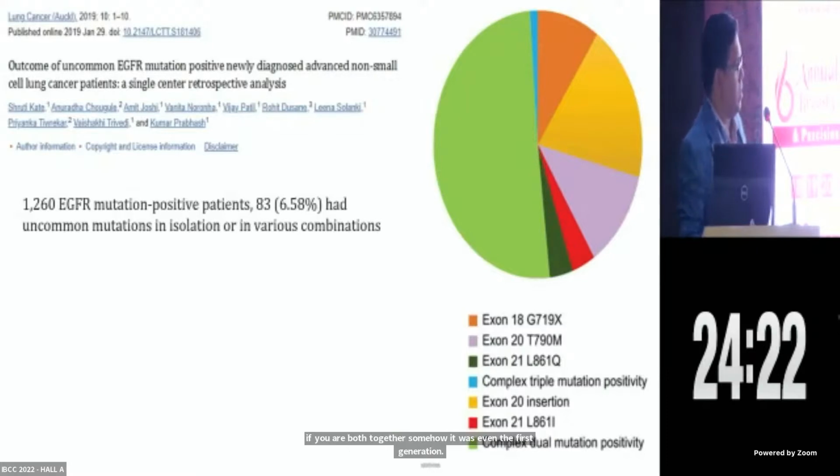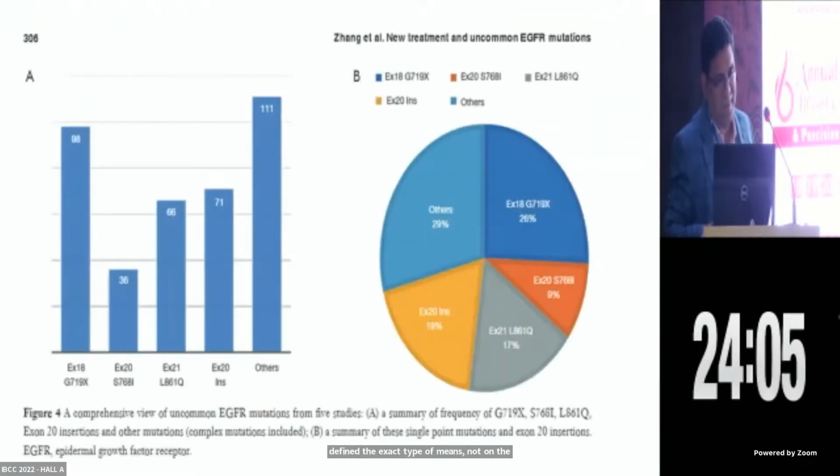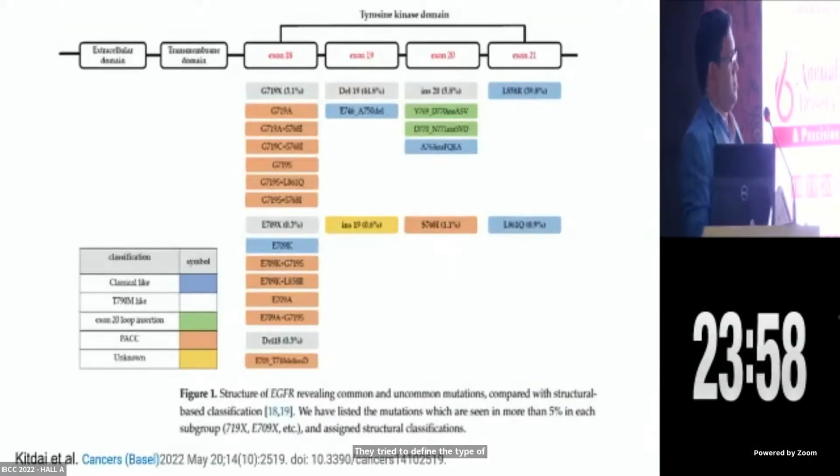So actually the classification as to type 1, type 2, type 3 was made on the basis of a Lancet paper in 2015. Okay, and recently in Nature, I think last year, there was a paper published which defined the exact type of mutation, not on the type of mutation, but based on the EGFR structure. So if we look into that paper, there is clear biological rationale as to why some of these co-mutations do well as compared to single mutations alone.